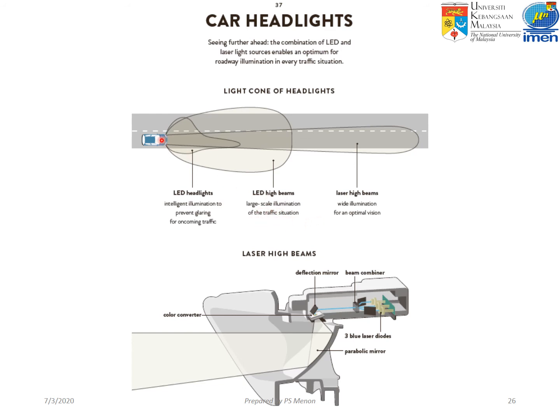And for a very pitch dark area where you cannot see anything, there are no traffic lights and no lamps at the side of the road, you can use a very high laser beam, wide illumination, for optimal vision. This shows the laser high beams. Basically, you have a deflection mirror, beam combiner, 3 blue laser diodes, and also a parabolic mirror to emit the light.